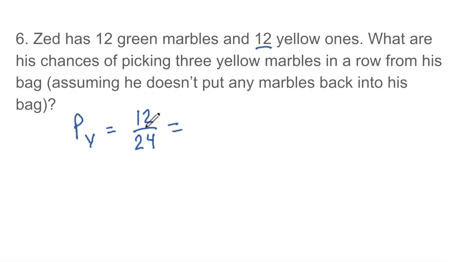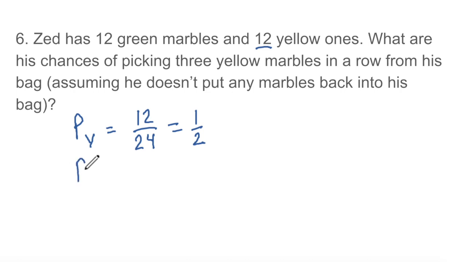And we can reduce that. That's 1/2, isn't it? They're both divisible by 12, so we get 1/2. So on the very first pick, his probability of getting a yellow is 1/2. We can see there are 12 of each, so it's 1/2. It's just like flipping a coin.